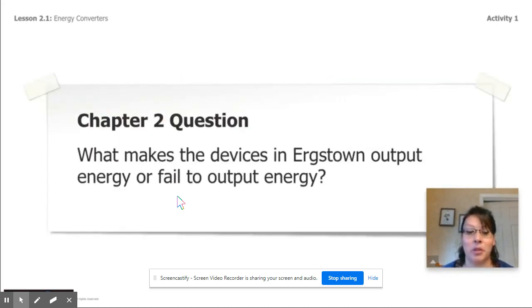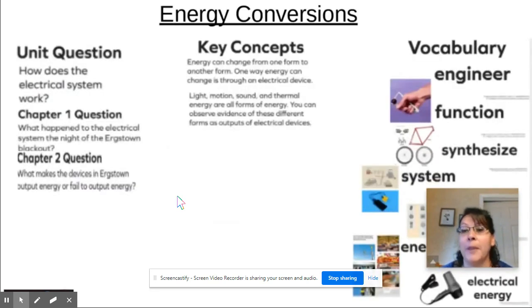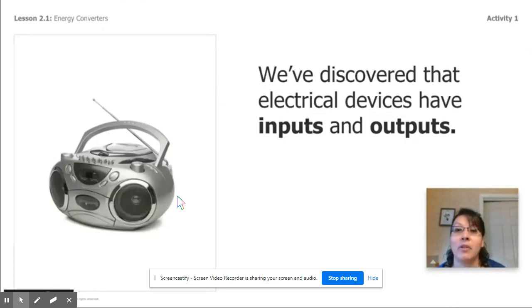Here is our chapter 2 question. What makes the devices in Ergstown output energy or fail to output energy? We're going to put this question on our word wall that we have here. So if you have yours, you can stop the video right now and then copy chapter 2 question under the unit question.